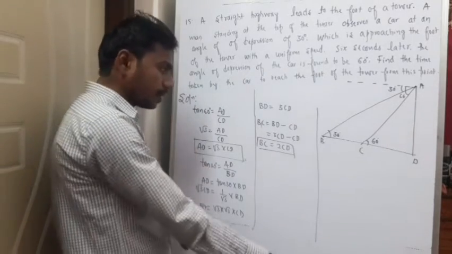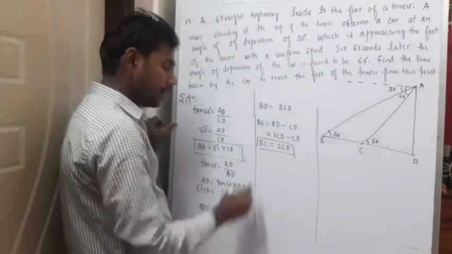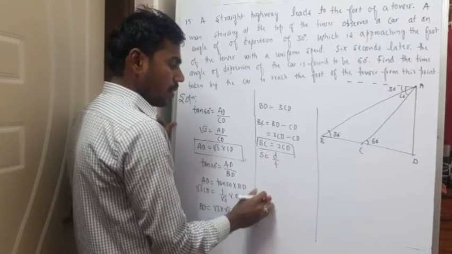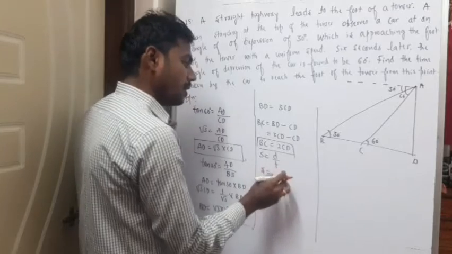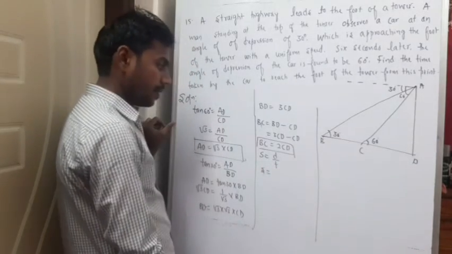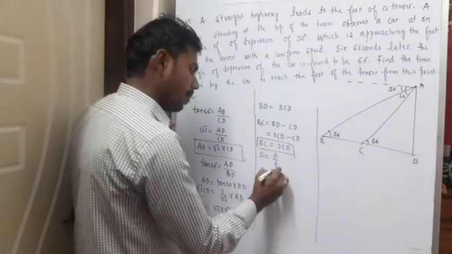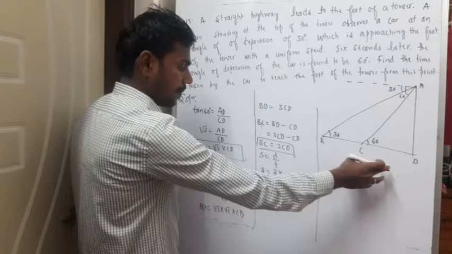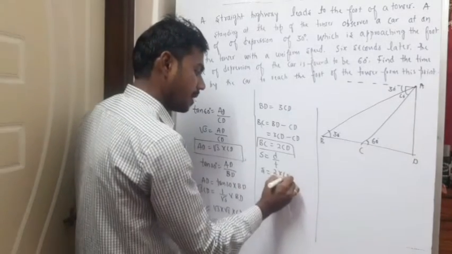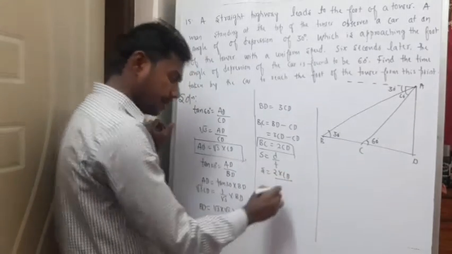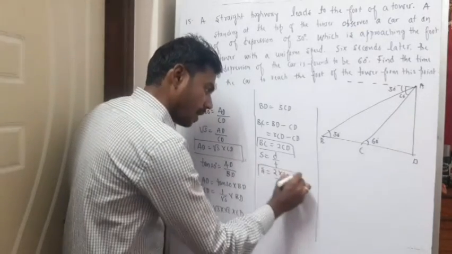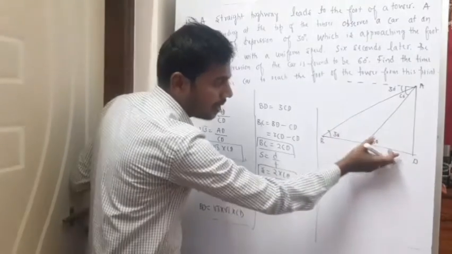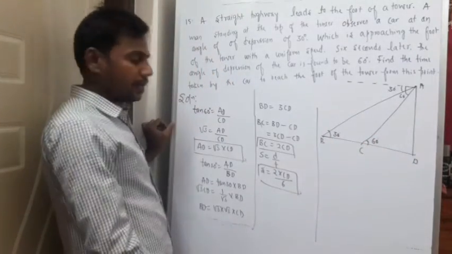Now, fine. See, what is speed? Speed is equal to distance by time. What is the distance traveled? BC is the distance traveled, so 2 times CD divided by, what is the time? 6 seconds. Okay, this is the speed. Since it is stated that it is uniform speed, from C to D it will be traveling at the same speed.